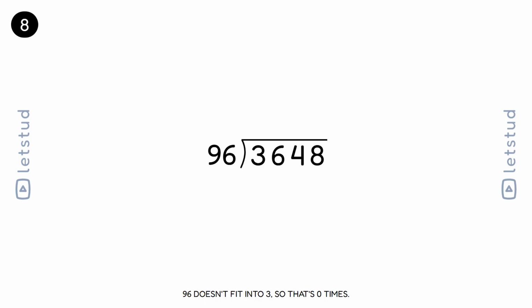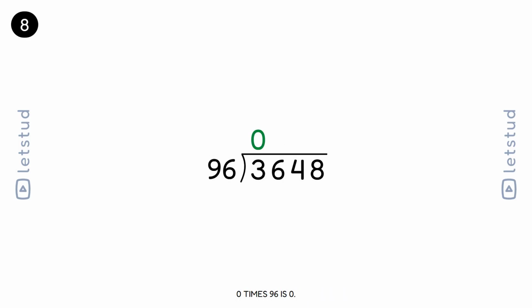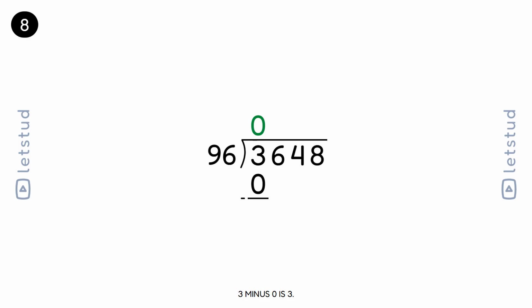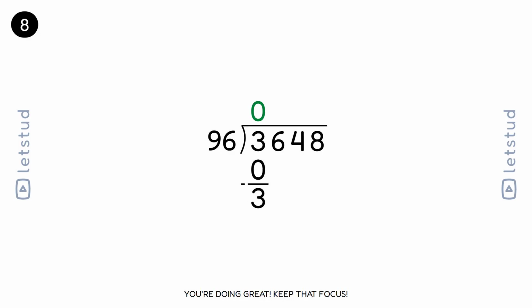96 doesn't fit into 3, so that's 0 times. 0 times 96 is 0. 3 minus 0 is 3. You're doing great, keep that focus. Let's bring down the next digit 6 to make 36. Our new number is 36. Let's divide 36 by 96.